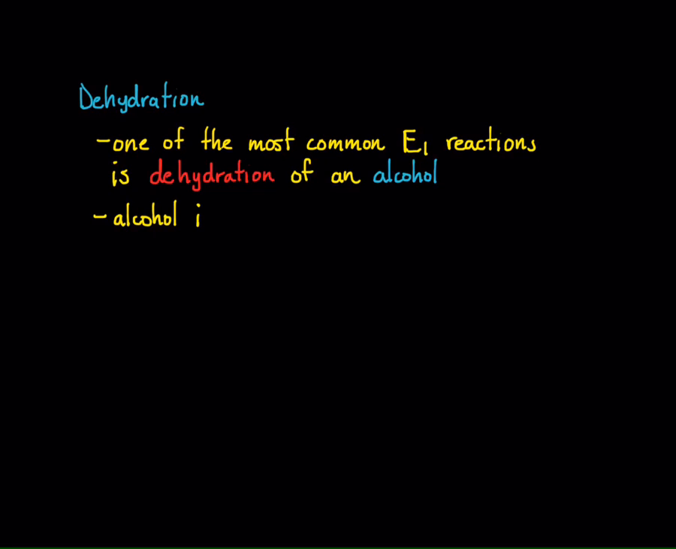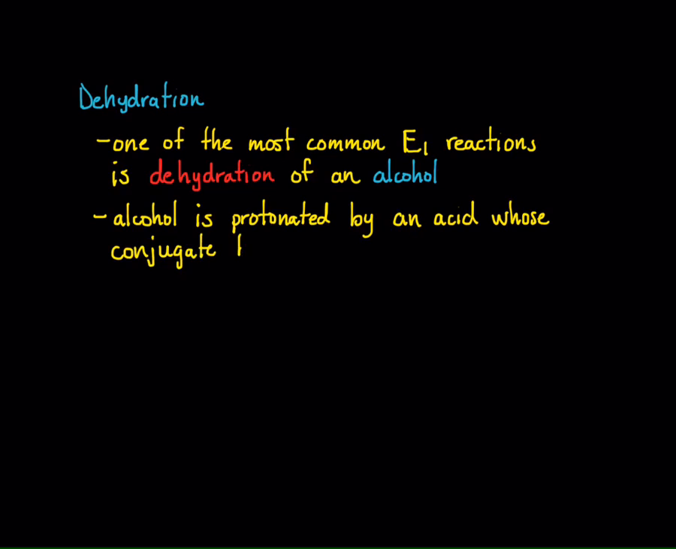And what we discover is that alcohols can be protonated by an acid whose conjugate base is a very weak nucleophile. And when that occurs, you don't get substitution. You actually promote elimination in that process. So what kind of acids can we use where their conjugate bases are very weak nucleophiles? Well, there are two very common acids that are used, sulfuric acid and phosphoric acid.